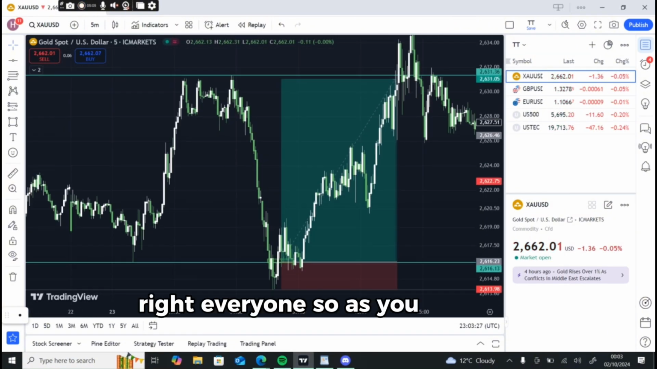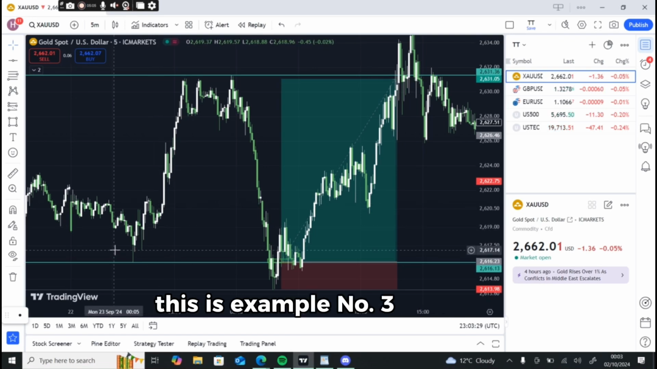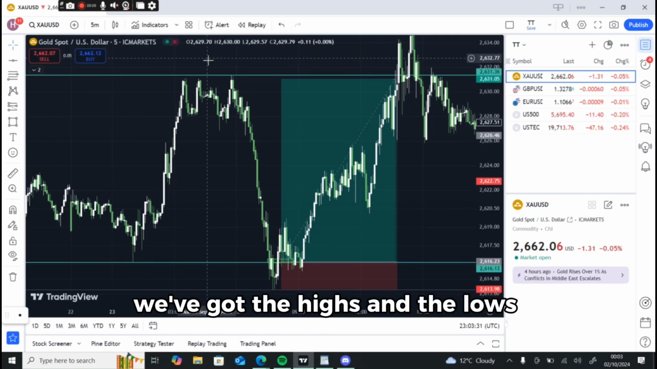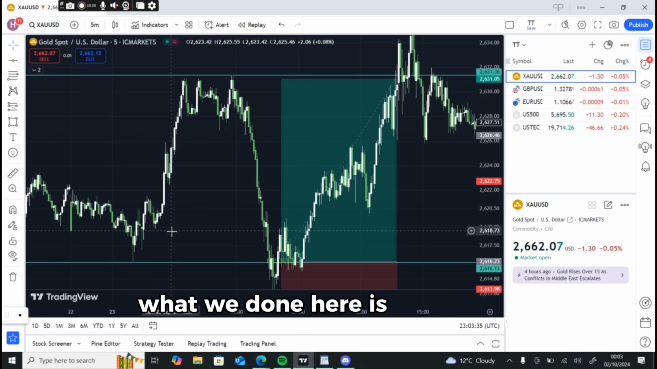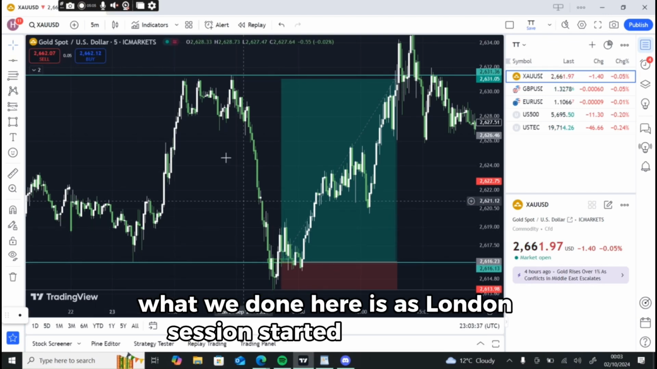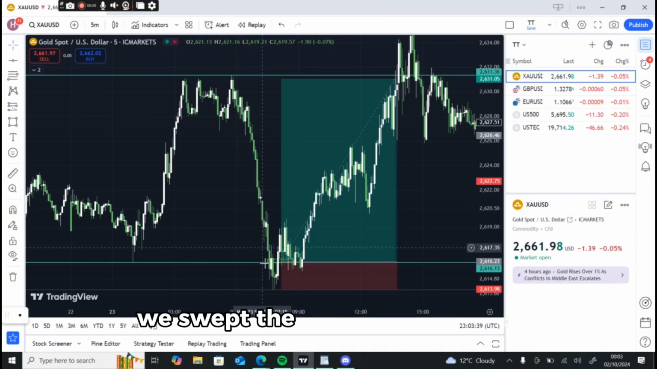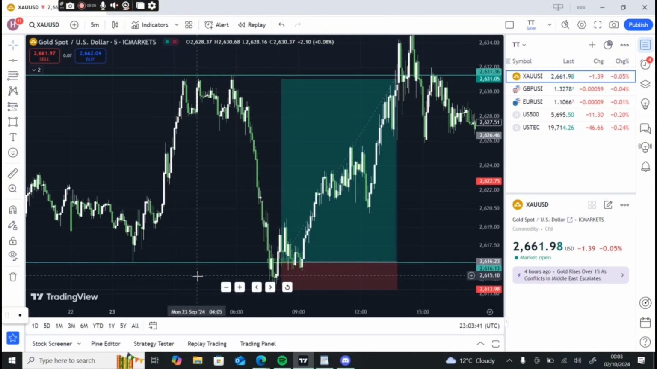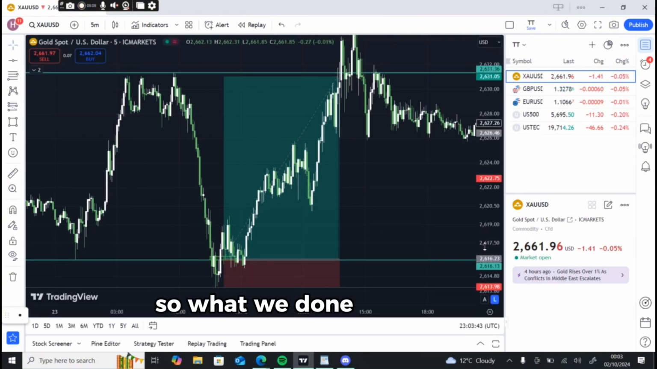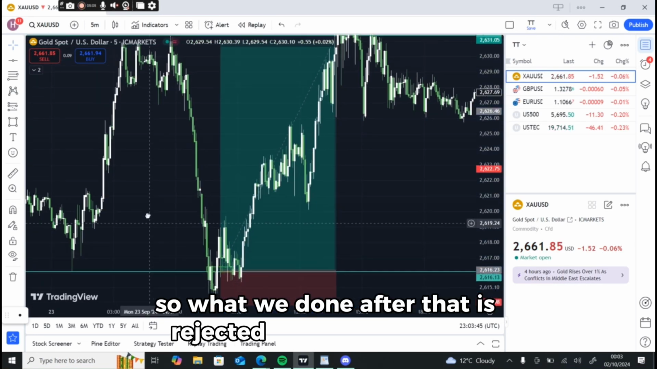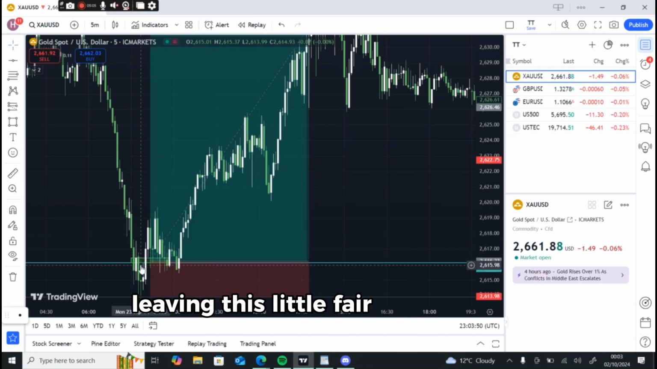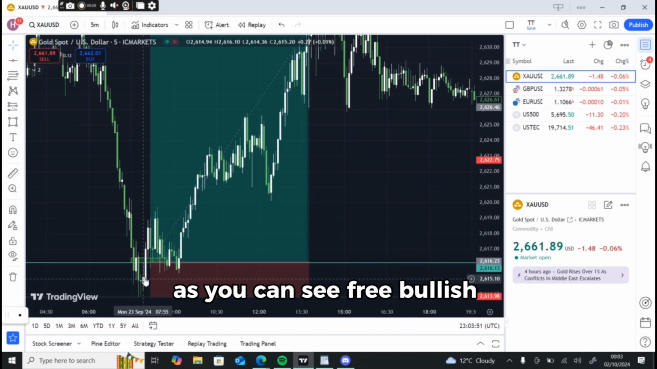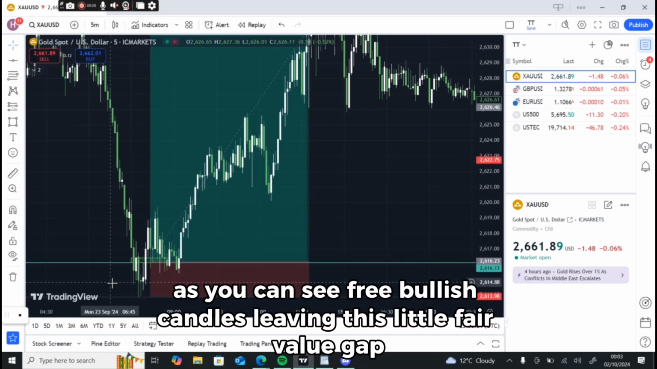Right everyone, so this is example number 3, and this time we've got the highs and the lows of Asia session marked out. As London session started around here, we swept the low of Asia session. What we've done after that is rejected straight off of that, leaving this little fair value gap in here, as you can see, 3 bullish candles, leaving this little fair value gap.